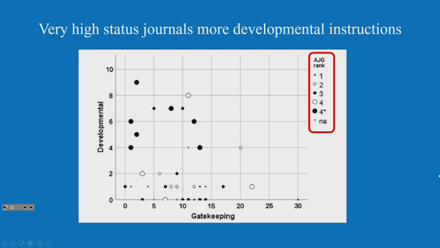So what is very striking is indeed a confirmation of our proposition that top journals tend to adopt much more developmental instructions compared to low-ranked journals. In this picture we see the number of developmental and gatekeeping instructions on the Y and the X axis, and the dots identify the layer. The big black dots are the 4-star journals, and we see that they all display at least 4 developmental instructions, while low-ranked journals have very few of them.